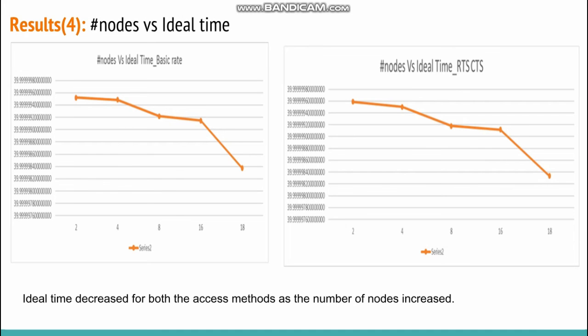The next one was about number of nodes and idle time, and this result was quite apparent and straightforward: when the number of nodes increased, the idle time decreased. It's quite logical.